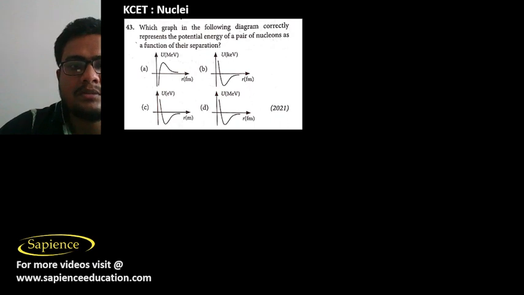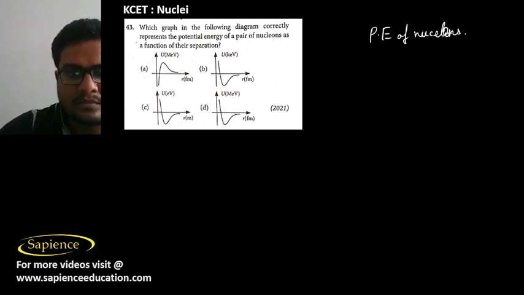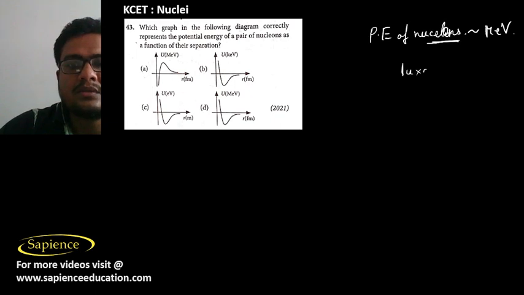So there the potential energy of the nucleons will be of the order of mega electron volt. Since we know that 1 u into c square is equal to 931 mega electron volt.